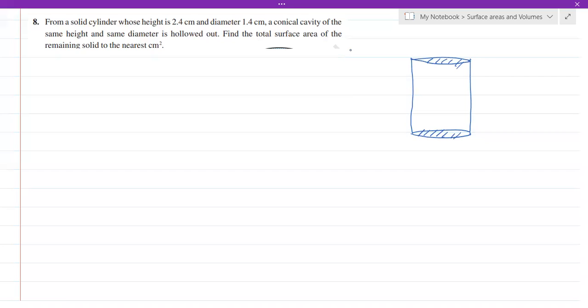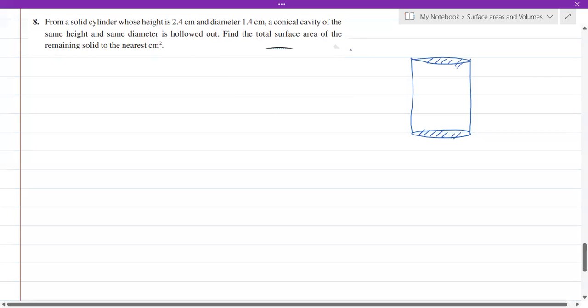The best example is the pillar of a house, a circular pillar. This can be a solid cylinder, because the top is closed and the bottom is closed. Inside also we have got material, isn't it? It is not hollow. So this is a solid cylinder.